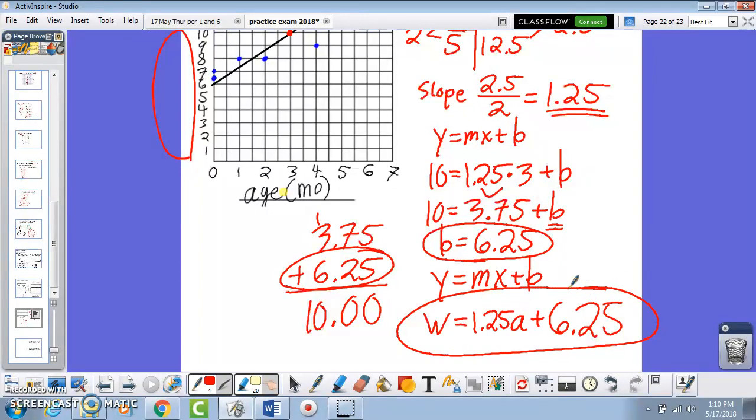Now, your equation is not going to be exactly the same. I mean, you should be kind of close to what I have. Like if your slope is like 7, you messed up. If your slope is like 0.1, that's way too low, you messed up. And same thing with your y-intercept. You should be kind of close to 6, right? If your y-intercept came out negative, got a mistake.